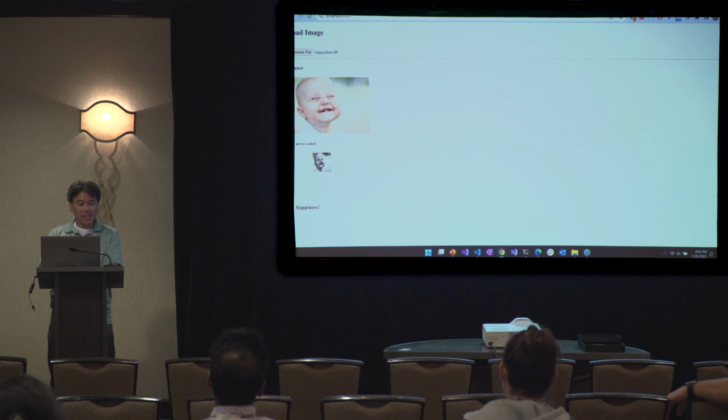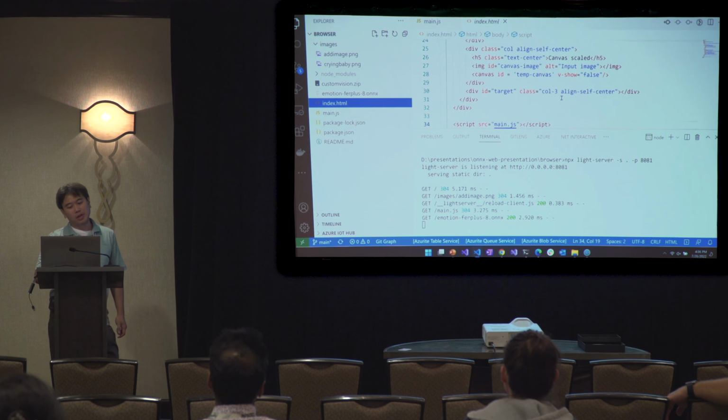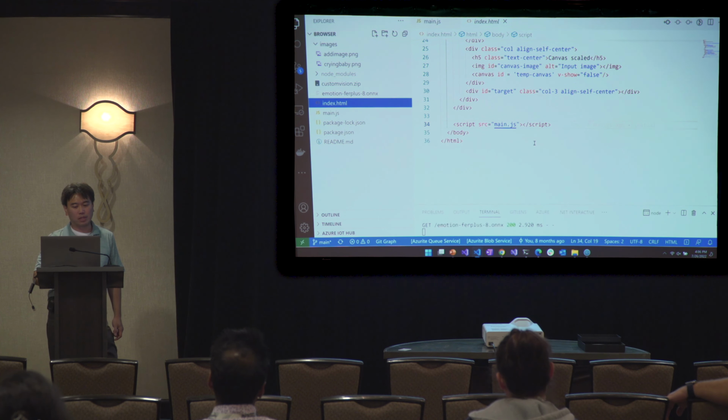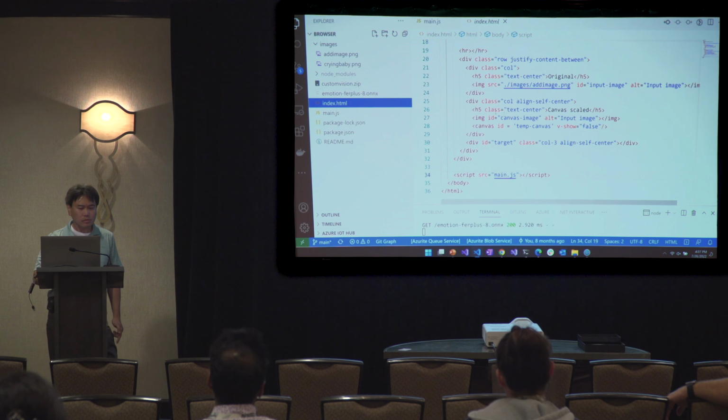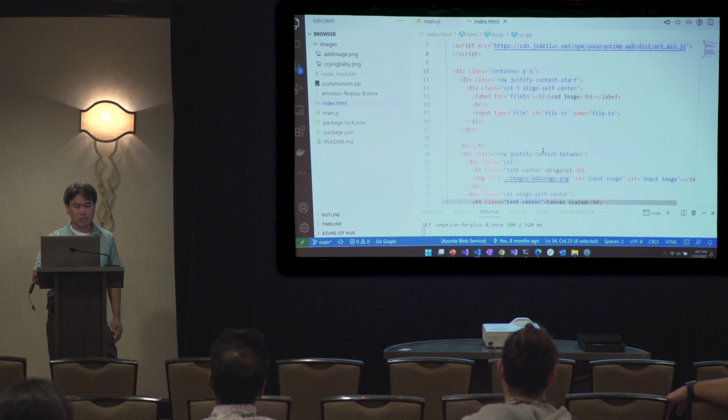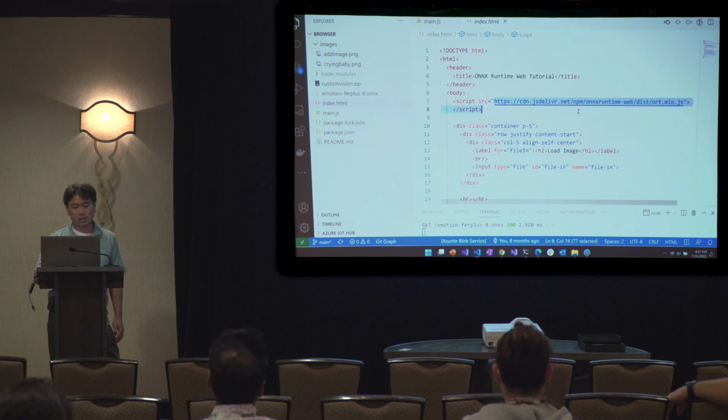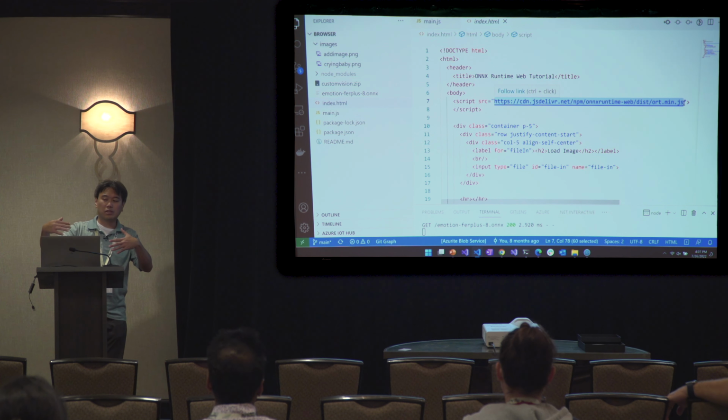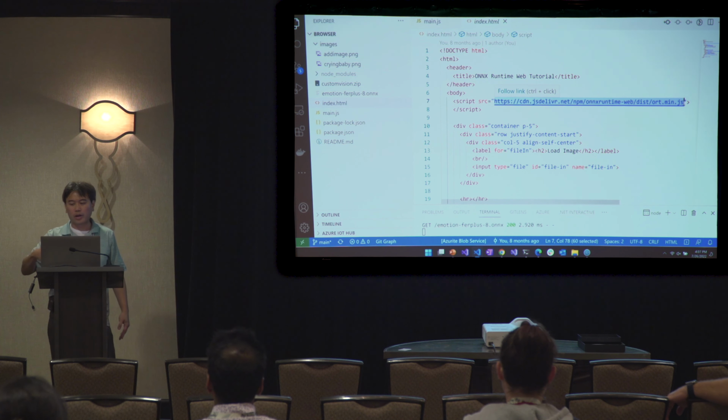So let's walk through the code and what that looks like. So index.html, of course, that's just the website, but the main thing that happens here is this. I have this main.js, and of course we have this ONNX Runtime Web, ort.min.js, that we're incorporating into our application. So it's going to run in the browser.